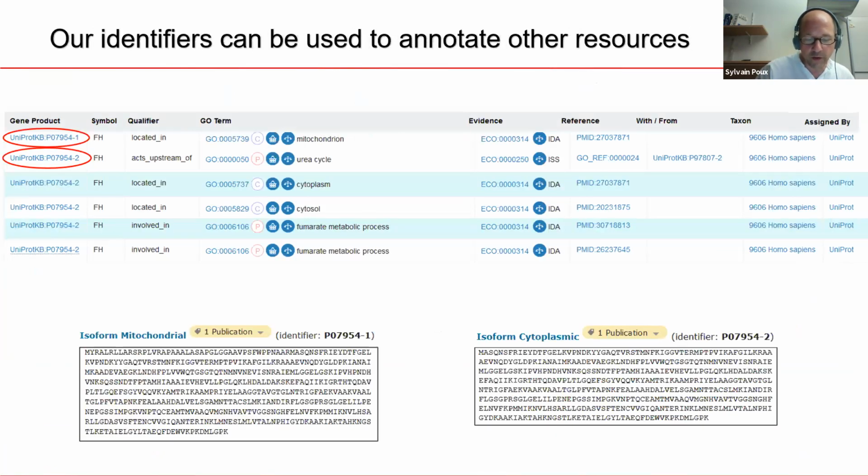Isoform identifiers are also used for manual curation of GO terms based on experimental data, thereby providing accurate links between sequence and function.